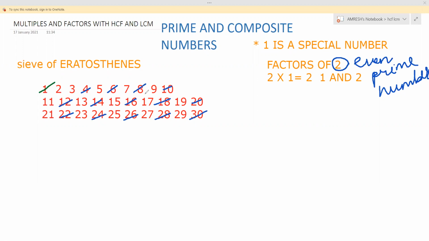Multiples of 3. 6 already crossed out. 9. 12 already crossed out. 15. 18 already crossed out. 21. 24 already crossed out. 27. 30 already crossed out.